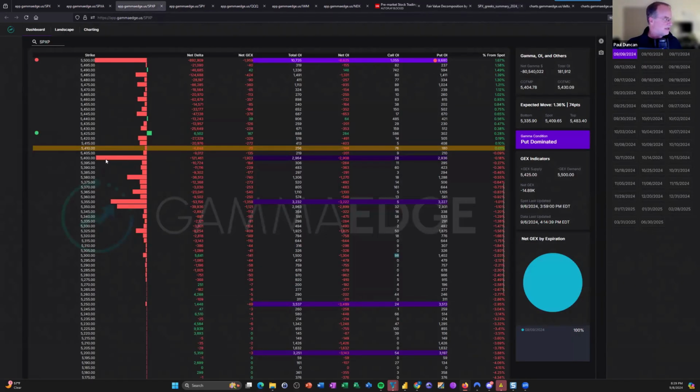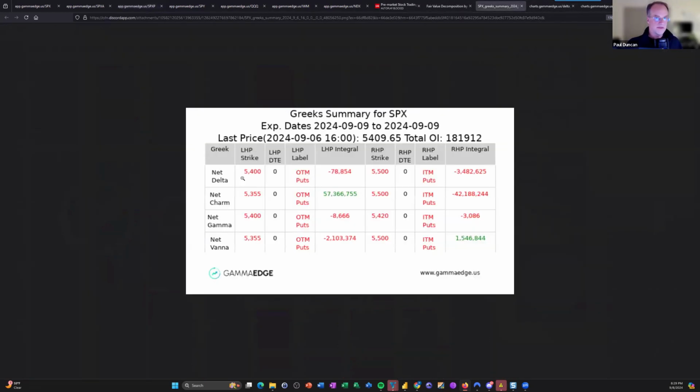5400. Now, this is a gamma spike. This is not a delta spike. But you can look down this line right here and you can say, well, sure enough, there it is, negative 121,000 deltas, right? So it's effectively the largest strike that occurs, and netstat tells us this.